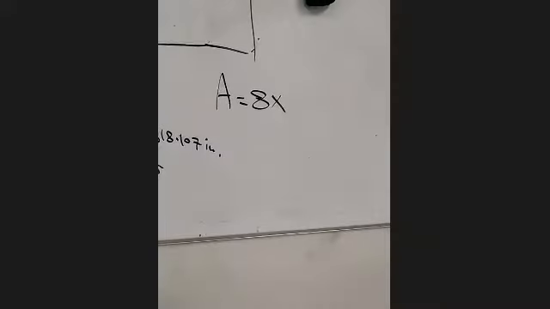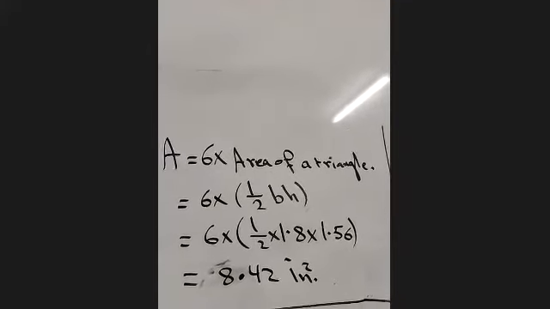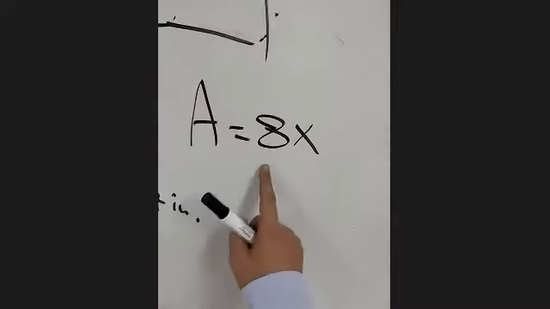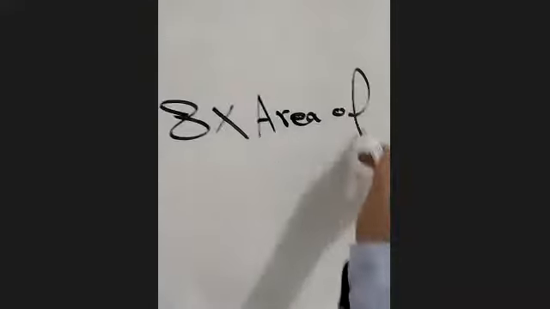You will put bh, the base and height. No. What's the first step? What's the first step? Oh, yes. Area of a triangle. Focus, my son. A equals h multiply area of a triangle.